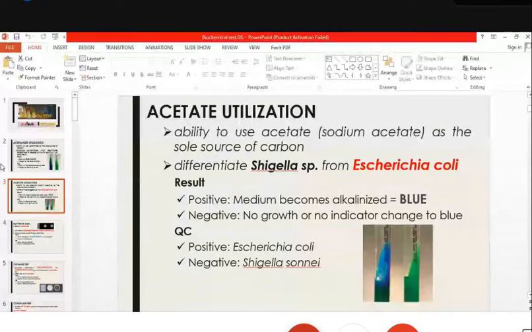And, of course, here we see the practical application: to differentiate from Shigella, while most utilize.